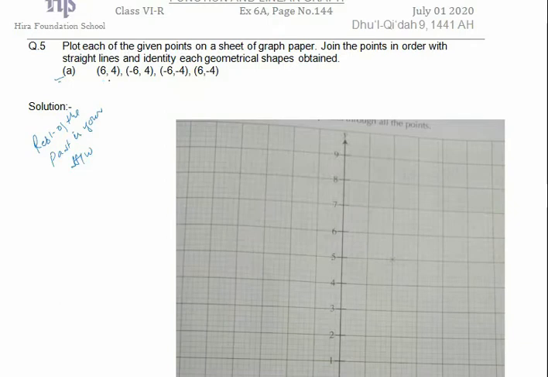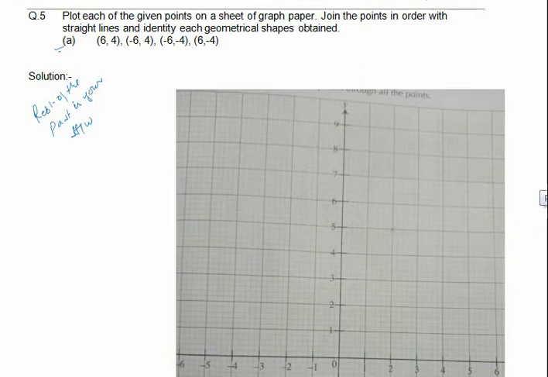So we have to plot this point 6 and 4. The letters are not mentioned here, just the points. 6 is plus, so it is +6 on the x-axis. Do not forget to mention the x and y-axis. So 6 is plus x, and the 4 is plus as well, so it is 4 here. We have taken the scale 1 centimeter to 1 unit ourselves, because there was no restriction in the question.